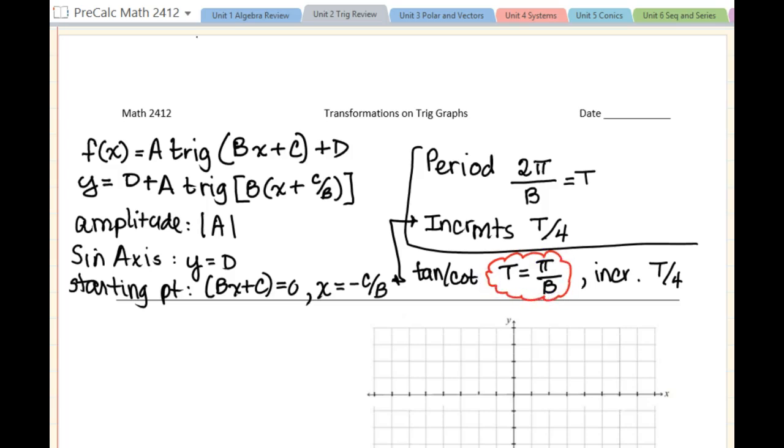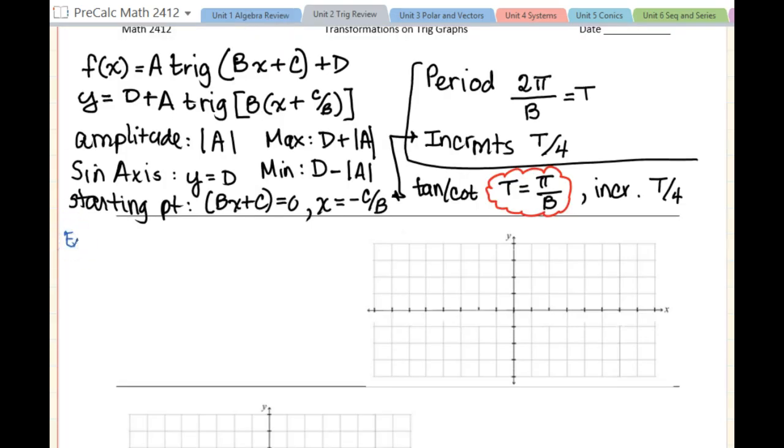Other information that we're going to need in order to finish graphing is what we call a maximum point, or the upper point or high point. So the maximum we find by using d plus the amplitude, and if you want to find the minimum point or the low point, we would find d and subtract the absolute value. So that wraps up all the different information that we need to find. So let's use an example.